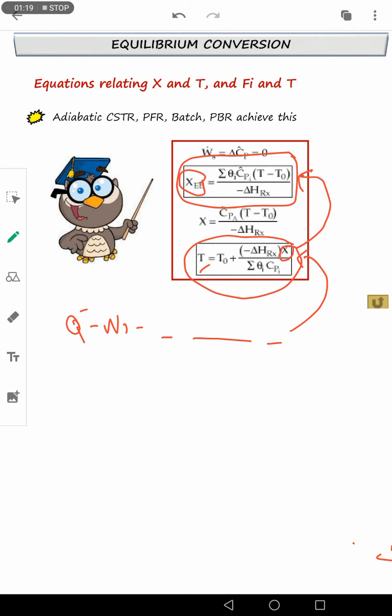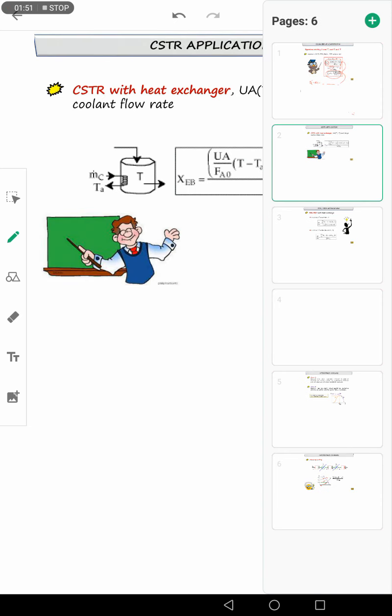Sebab tu dia bagi small notes here as EB, energy balance, which is boleh juga disimplify as this one. Okay, kalau diberi reactant satu saja, so ini adalah CPA. Okay, it's more on the simplification of the equation. Okay, next slide.